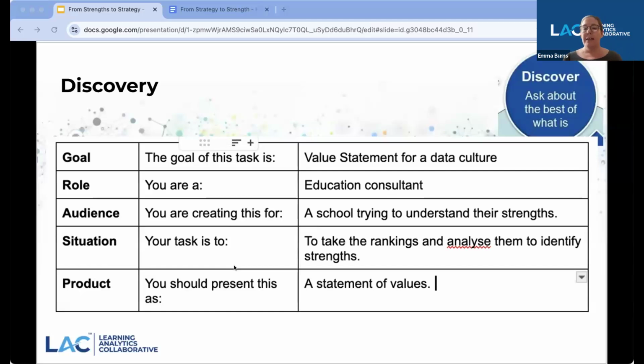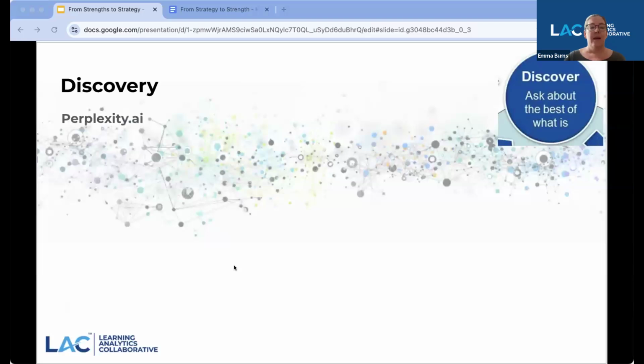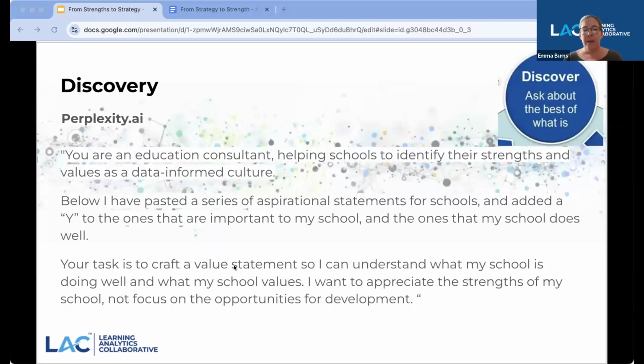So my goal for this was to make a value statement for a data culture. I want the AI to step into the role of an education consultant, and they're helping a school to try to understand their strengths. So they have to take the rankings that I give them and analyze them to find the strengths and present it as a statement of values. And this is the prompt that I came up with. It's in the handout that I've shared, so you can use that and tweak it for yourselves.